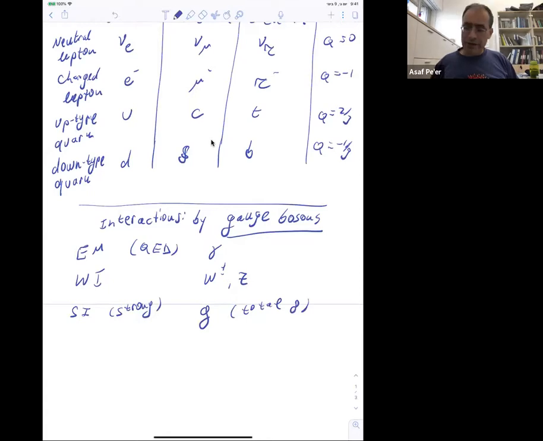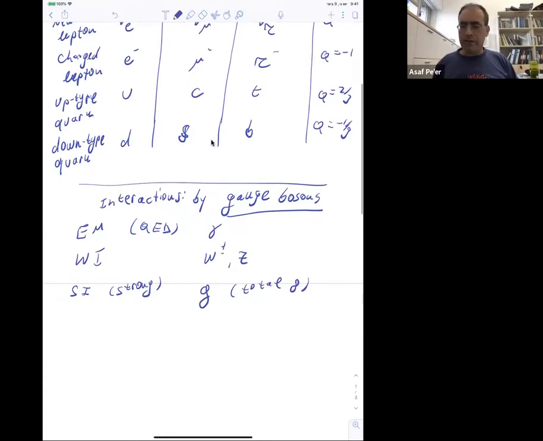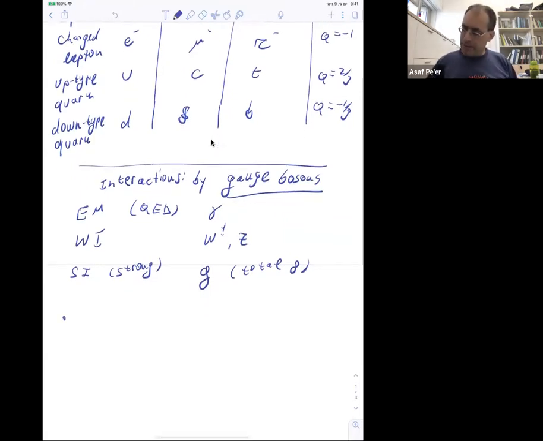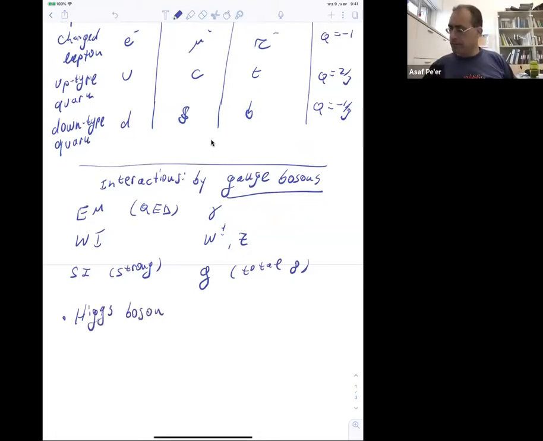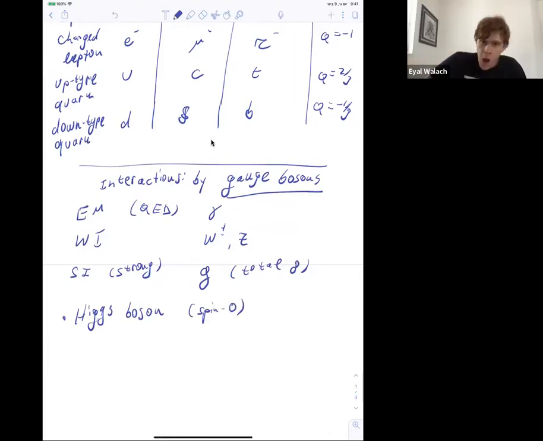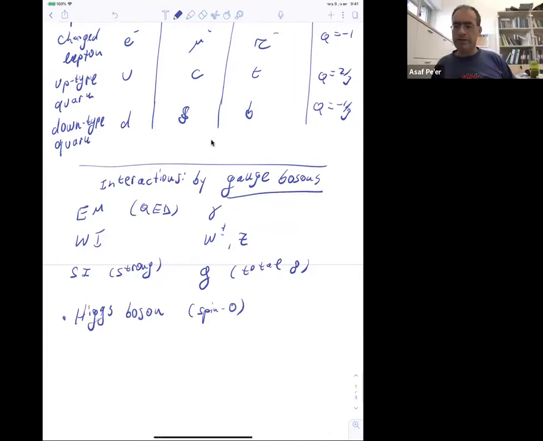Now, gravity, as I mentioned, is not part of the standard model. If it was, then there would be a graviton. In addition, there is an extra particle, which is known as the Higgs boson. This is a spin 0 boson, whose interaction with the other particles is what gives them mass. And we'll discuss that later on.